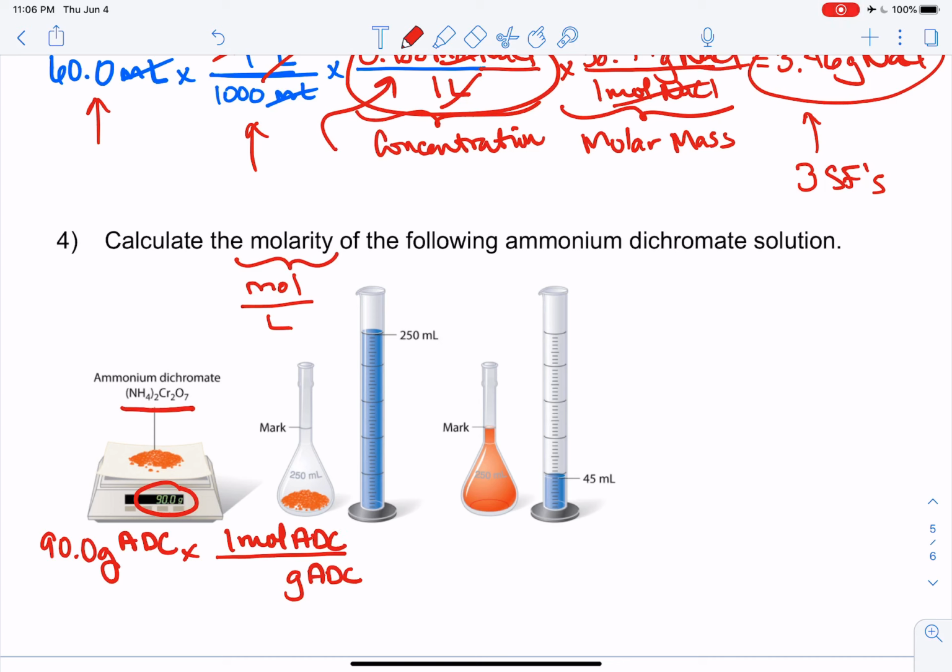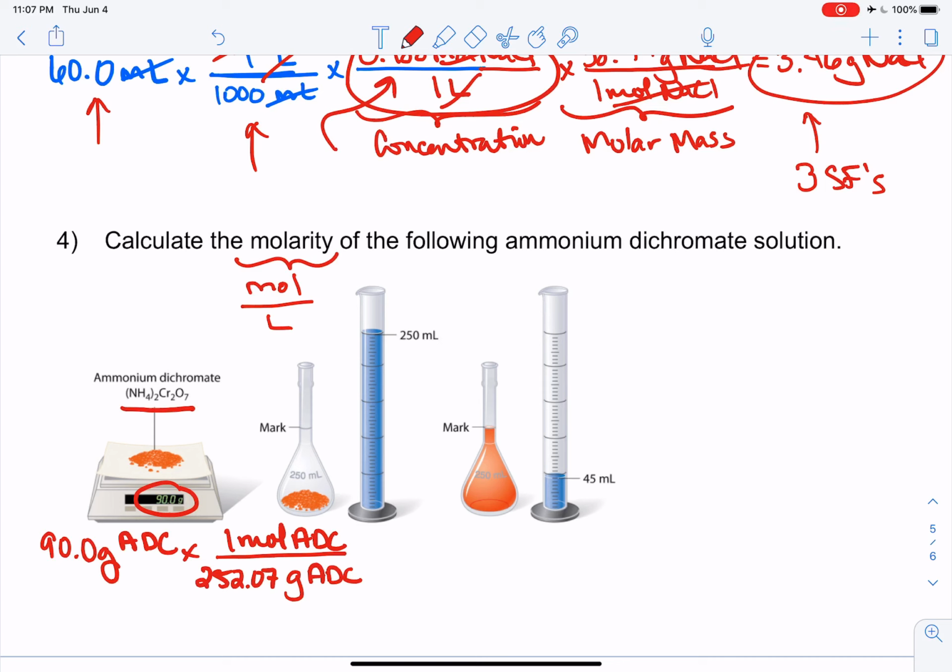Now, where do I find the number that goes in the denominator? Well, you pull out your periodic table and you go, oh my goodness, there are a lot of atoms to add up here. I need 2 nitrogens, 8 hydrogens, 2 chromiums, and 7 oxygens. And you're just going to trust me when I say that it's 252.07 grams of ammonium dichromate for every 1 mole of ammonium dichromate.